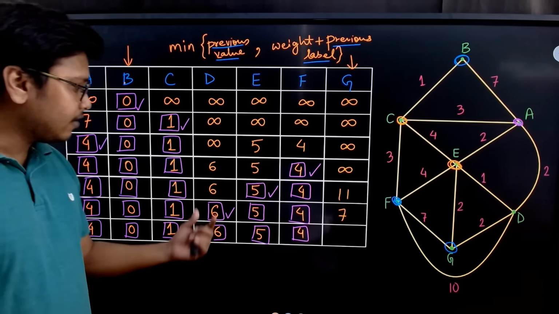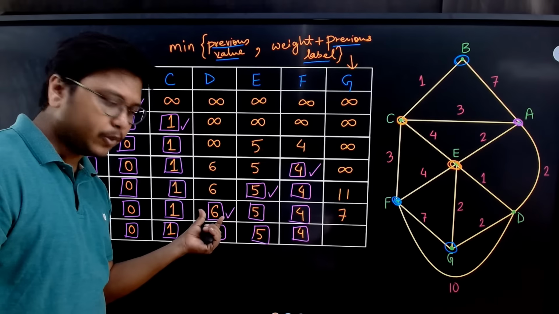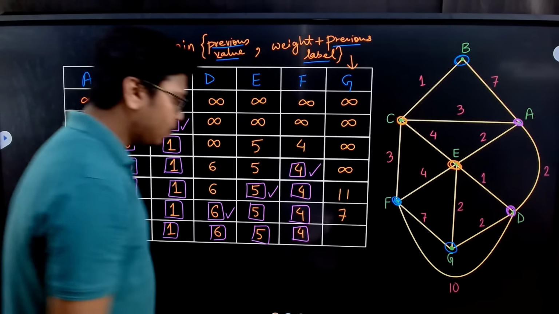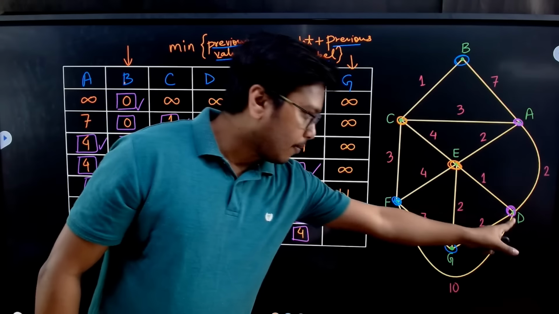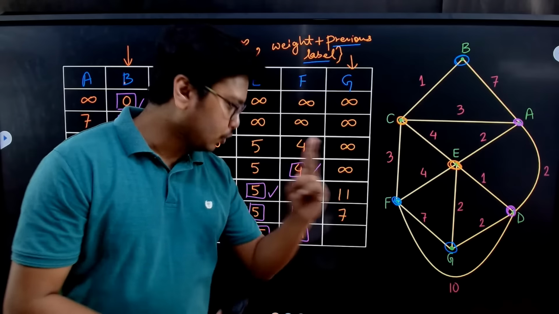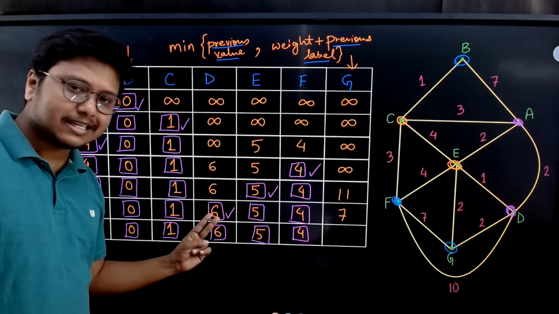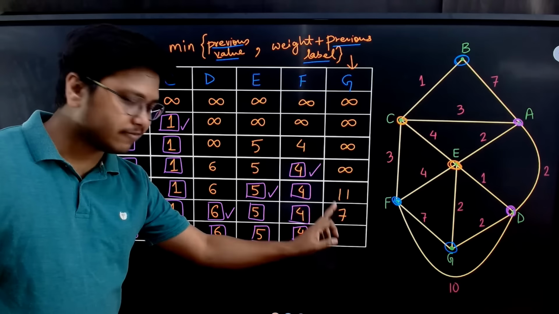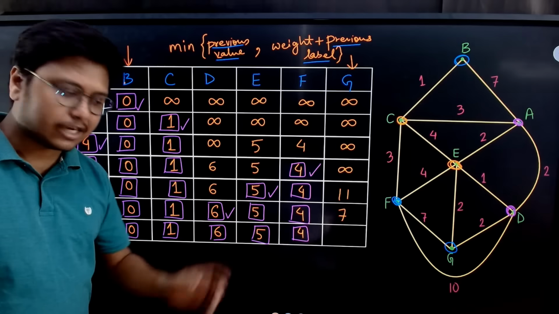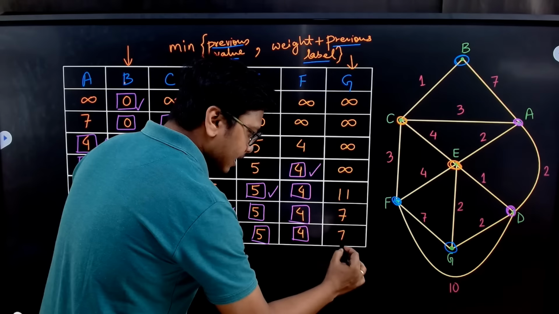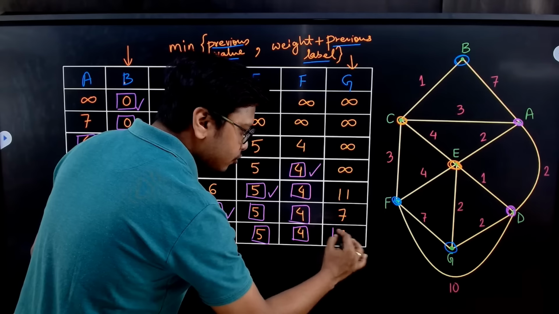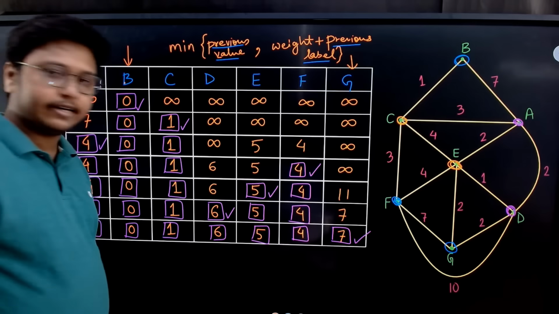So now we are starting our travel from D. We have put a tick beside D. From D, the only remaining cell is G. So from D to G, the weight is 2. The previous label is 6. So 6 plus 2, that's 8. So minimum of previous value 7 comma 8, that's going to remain as 7. And this is the only element remaining in this row, so we are bound to label it and put a tick beside it.